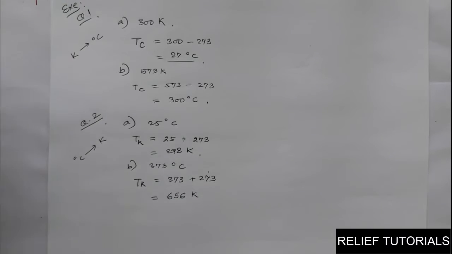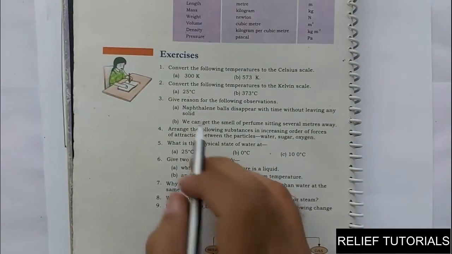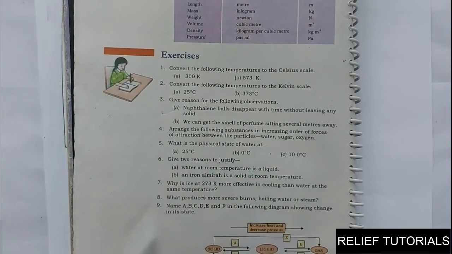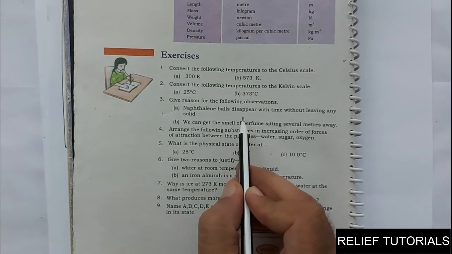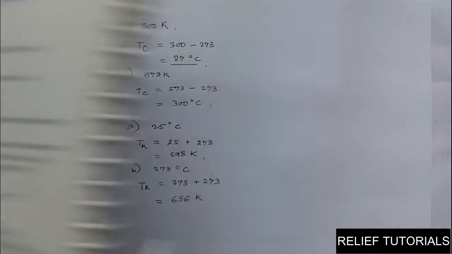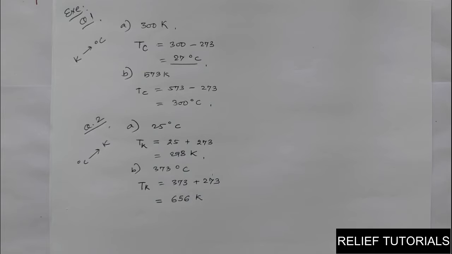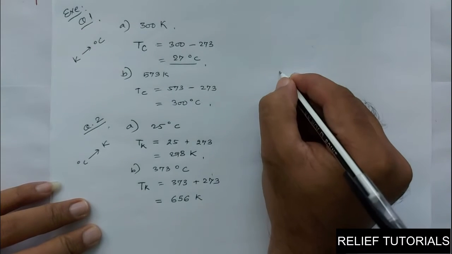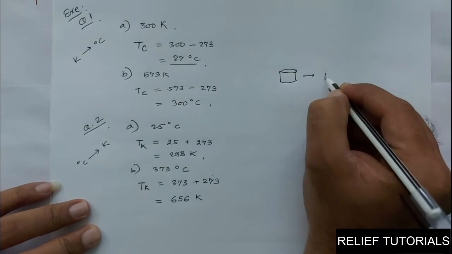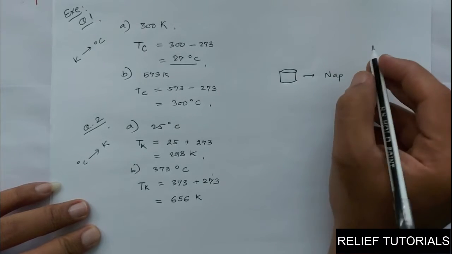Question number 3 now. Give reason for the following observations. First, naphthalene balls disappears with time without leaving any solid. Have you seen naphthalene balls, the white colored tablet-like structure we put in our cupboard between the clothes to prevent the production of germs inside the cotton clothes? So that white colored naphthalene ball, like naphthalene tablet, is like this. So it is one of the sublimating substance.